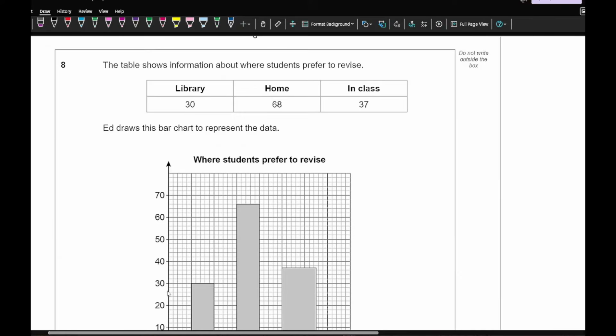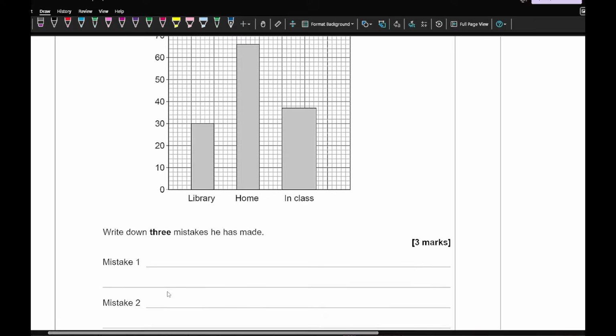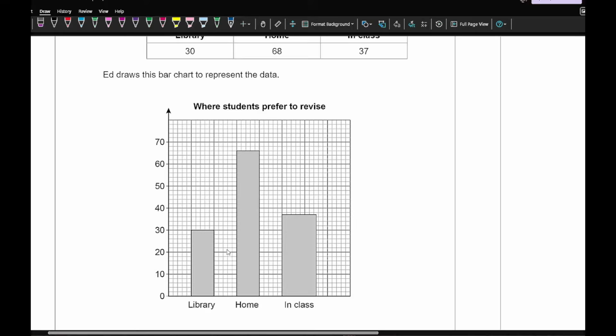Moving on to question 8, it says the table shows information about where students prefer to revise, and we've got 3 options of library, home and in class. Ed draws a bar chart to represent the data, and the question's asking write down 3 mistakes that he has made. So let's have a look at the numbers.